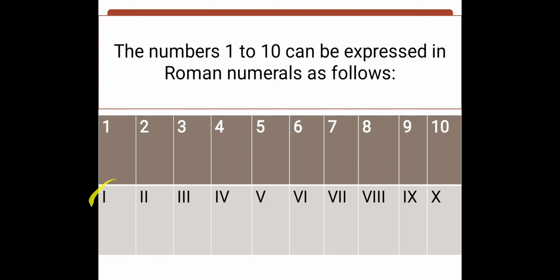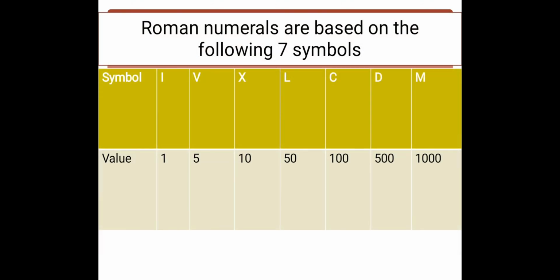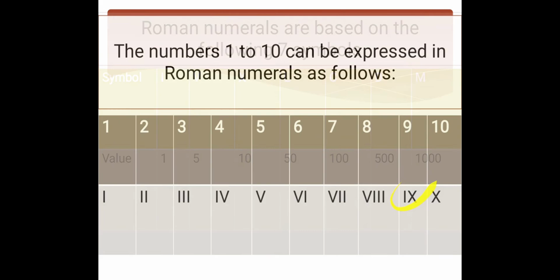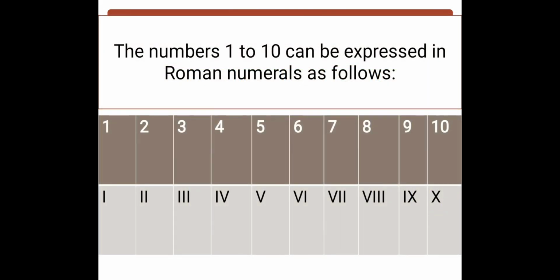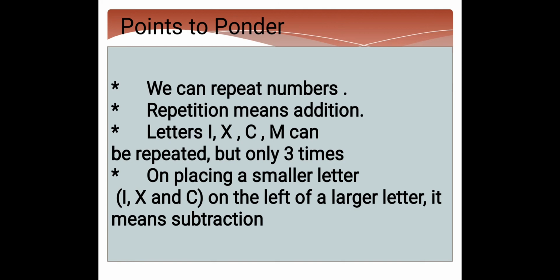And we can write the numbers 1, 2, 3, 4, 5, 6, 7, 8, 9 and 10. So what are the things that we have to remember? We can repeat numbers in Roman numbers. Repetition means addition. Letters I, X, C, M can be repeated only 3 times. On placing a smaller letter I, X, C on the left of a larger letter, it means subtraction.